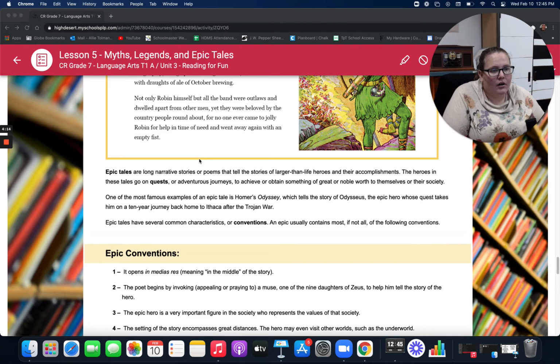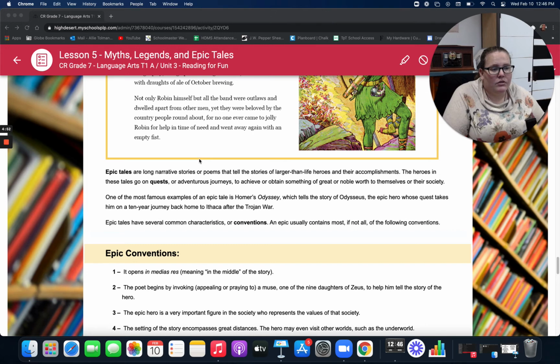Epic tales are long narrative stories or poems that tell the stories of larger-than-life heroes and their accomplishments. The heroes in these tales go on quests or adventurous journeys to achieve or obtain something of great noble worth to themselves or their society. One of the most famous examples of an epic tale is Homer's Odyssey, which tells the story of Odysseus, the epic hero whose quest takes him on a 10-year journey back home to Ithaca after the Trojan War. Epic tales have several common characteristics, or conventions.